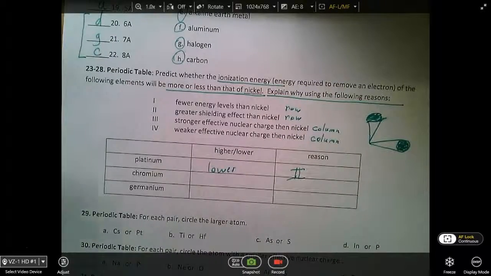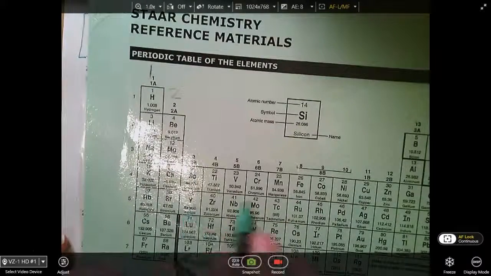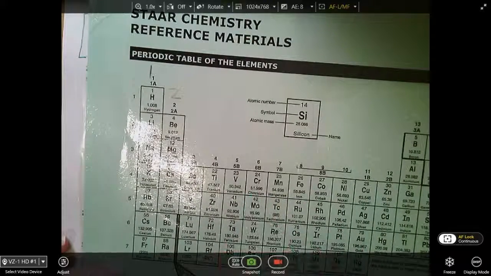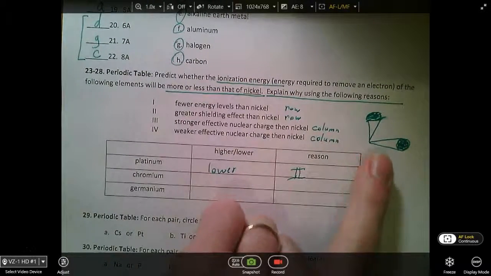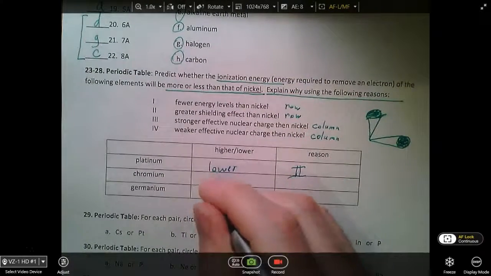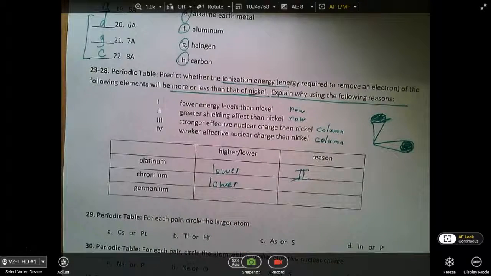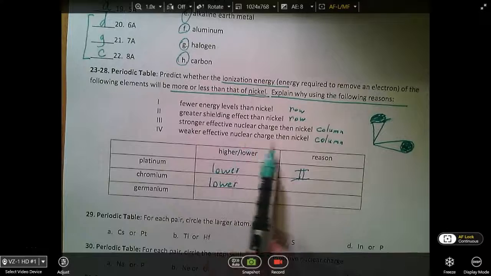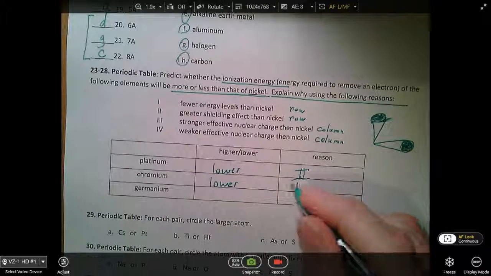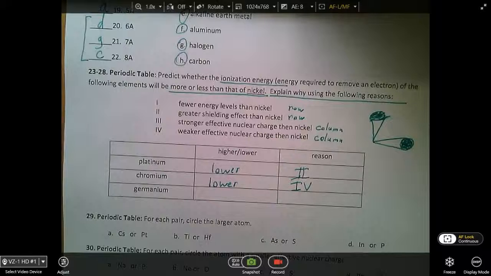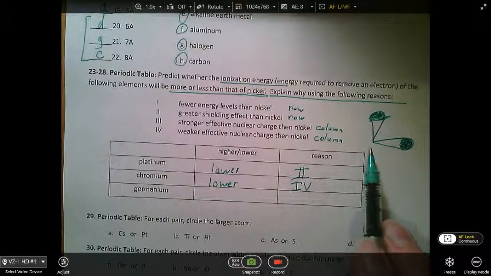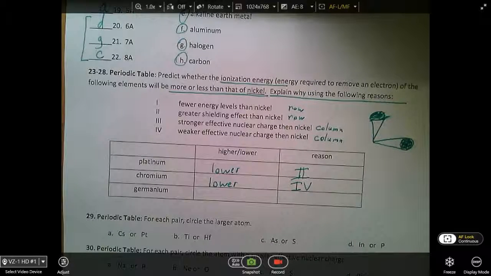Chromium, Cr, is right here, nickel's right there, so it's to the left. Chromium, again, is going to have lower ionization energy. And the reason, in this case, is because of a weaker effective nuclear charge. Effective nuclear charge is going to increase as you go across a row.